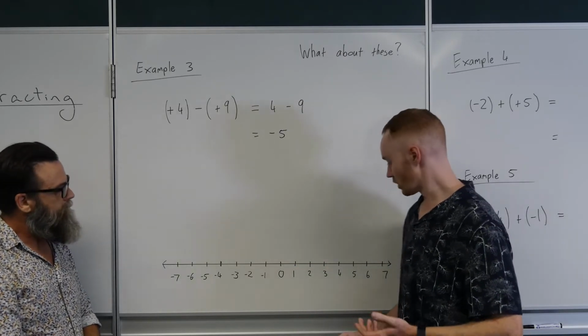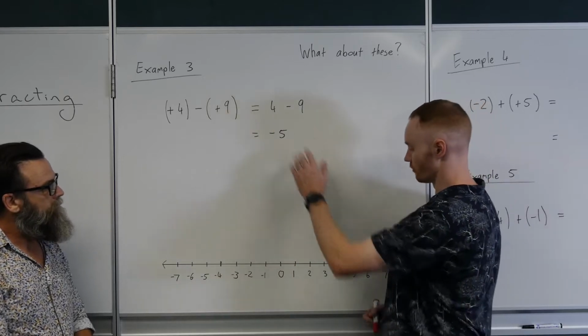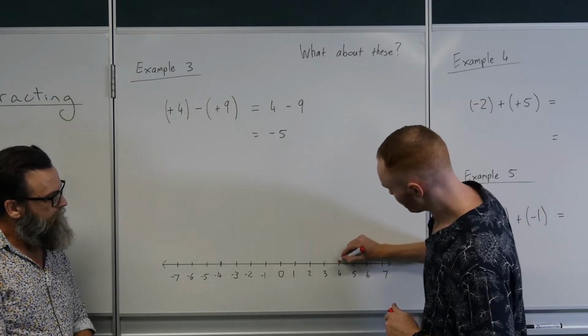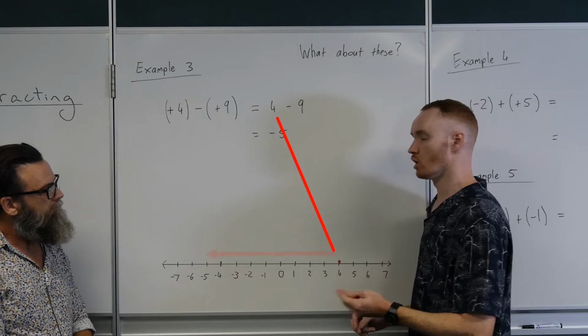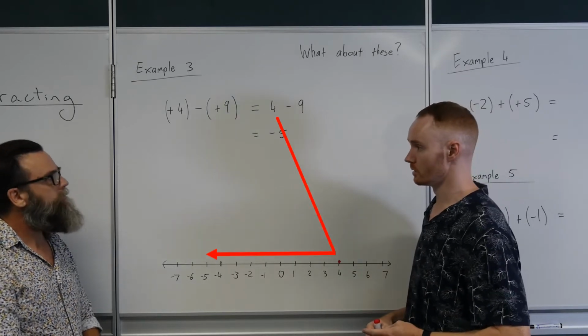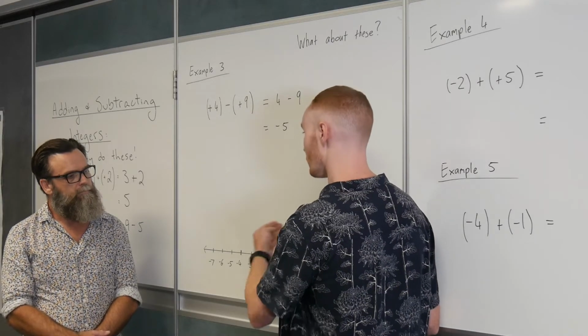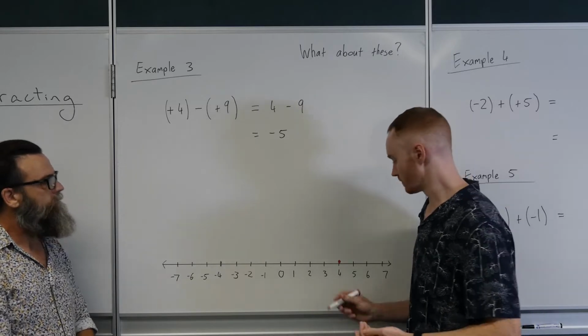So I'm going to start off by finding my first value, the positive 4, and marking that on my number line. And we've got a change of 9. I'm subtracting 9 away from it. So I'm going to do 9 little jumps on my number line until I get to my solution.